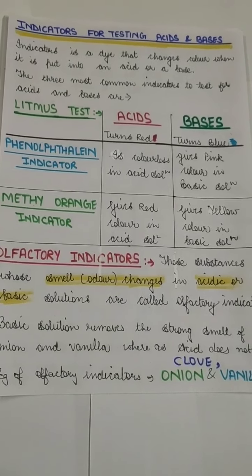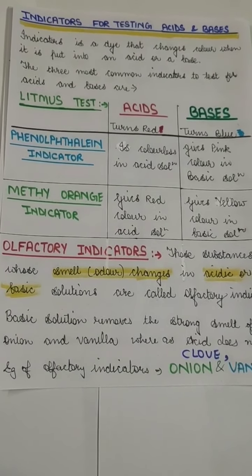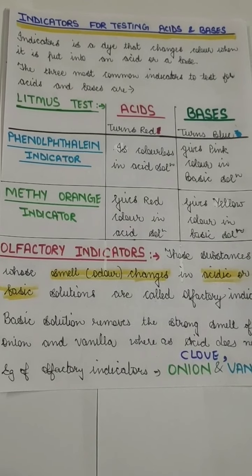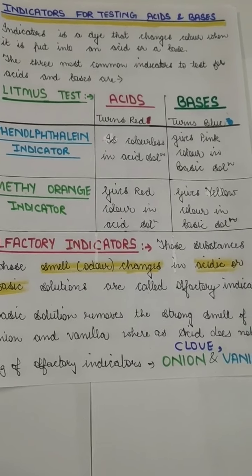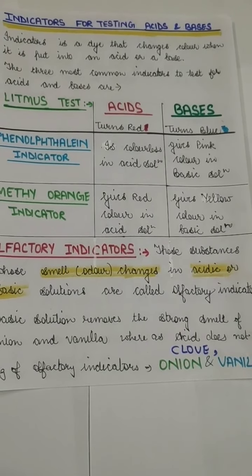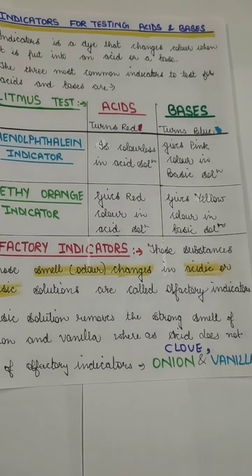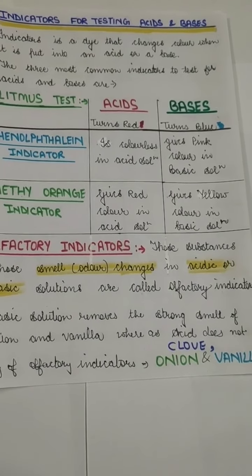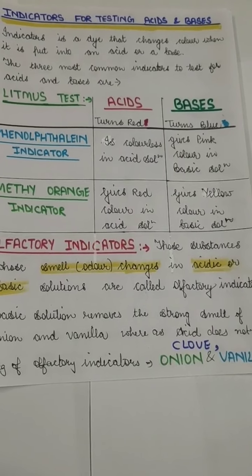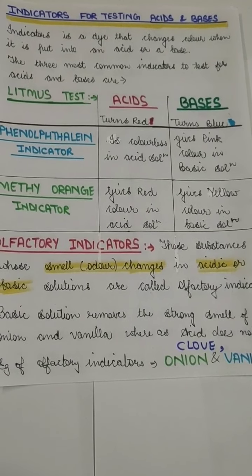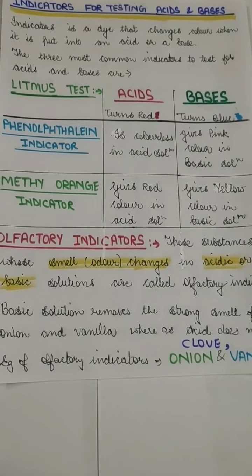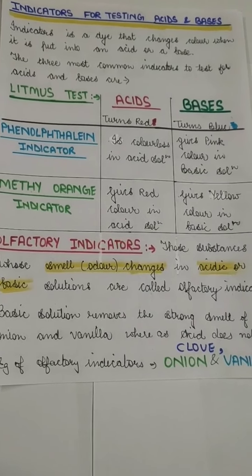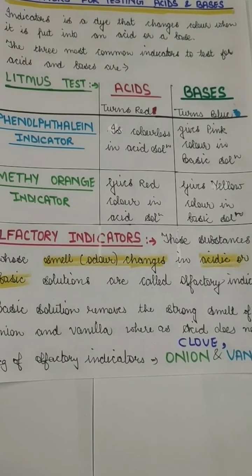The other example is vanilla. If we take a vanilla extract, it has a very pleasant smell. Again, we'll do the same thing. We will put some basic solution, sodium hydroxide, onto a strip having vanilla extract, and then we will put some hydrochloric acid on another strip which also has vanilla extract.